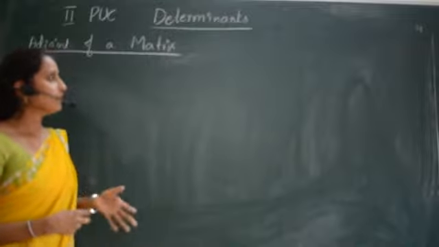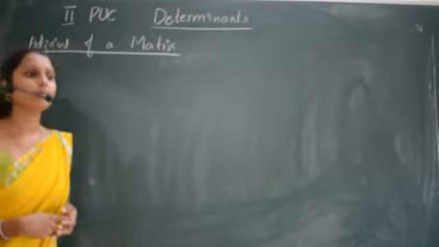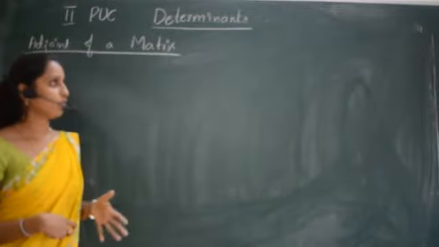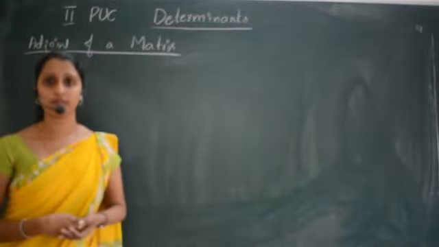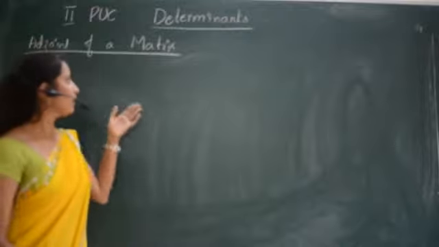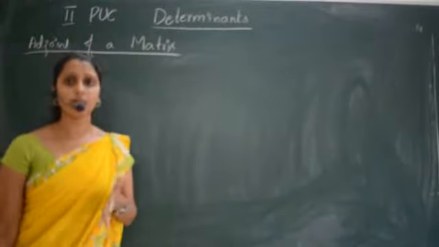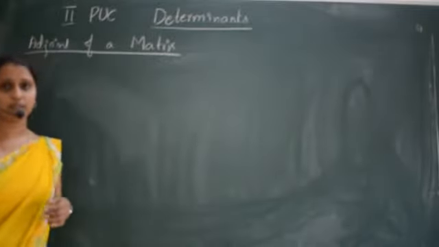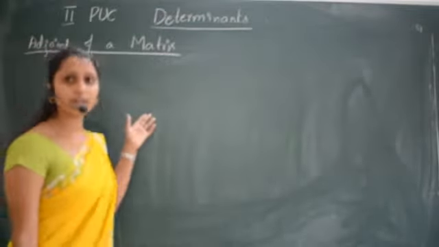So, in the determinant chapter, we have studied about minors and cofactors of a matrix, and we have solved some of the problems of that also. Next, we are going to discuss the topic that is adjoint of a matrix. So, what is adjoint of a matrix?